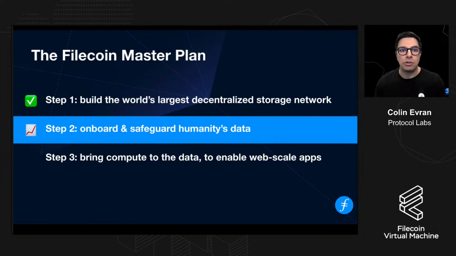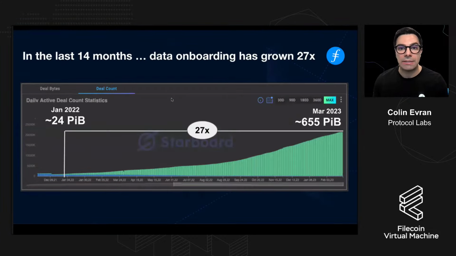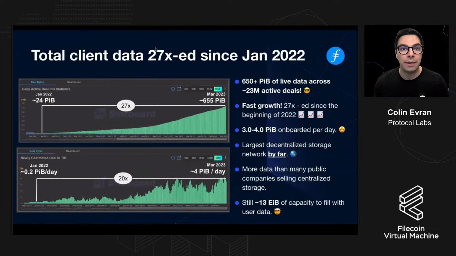So let's check in on step 2, onboarding and safeguarding humanity's data. If I could rewind for a minute back to the beginning of 2022, there was about 24 petabytes of data stored on Filecoin that were verified. In the last 14 months, if you fast forward to today, that data is up 27x to 655 petabytes of verified data on Filecoin, which is absolutely enormous, especially during a bear market in crypto. Total client data is up 25x since January 2022. This makes this the fastest growing storage network in the world.